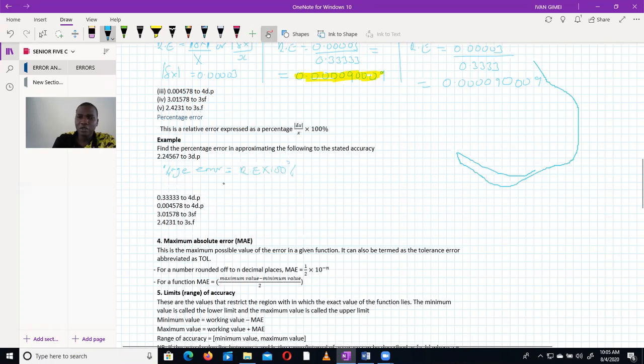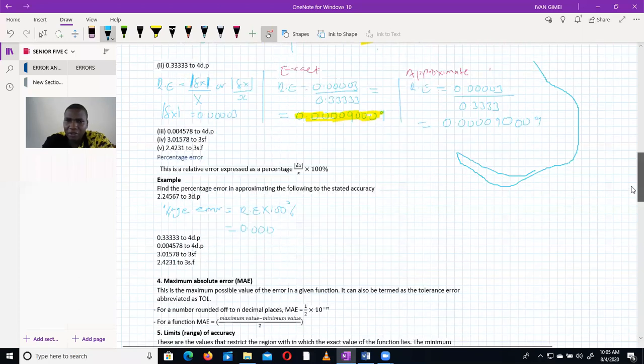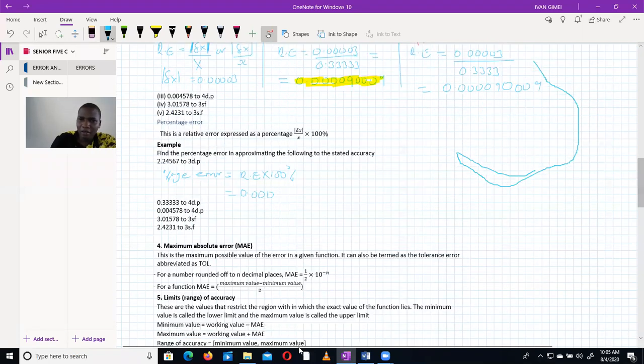So this will be the same as relative error times 100%. What did we get as the relative error in this? It was 0.000. Were they 3 zeros, 4 zeros? I can't recall. 3 zeros. 1, 4, 6, 9.